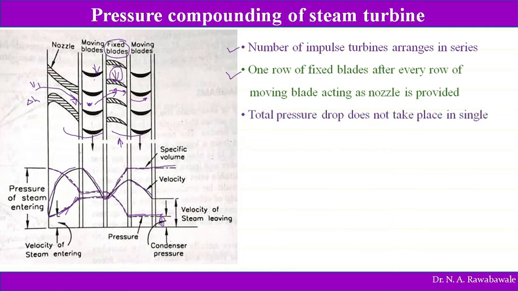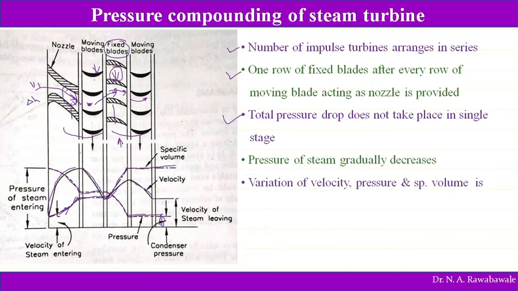Then the total pressure drop does not take place in a single stage. As in the previous case we have seen the pressure drop takes place only in the nozzle, but here the pressure drop takes place in the nozzle as well as in sets of fixed blade. In every stage the pressure drop takes place. Now the pressure of steam gradually decreases. So pressure is not reduced in the first stage, it decreases gradually in every stage.